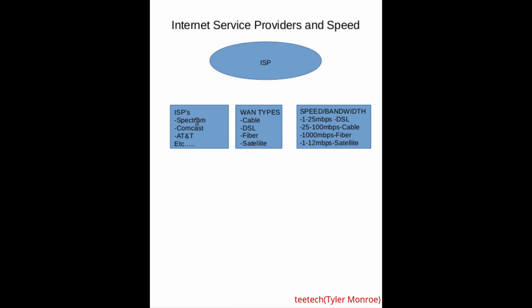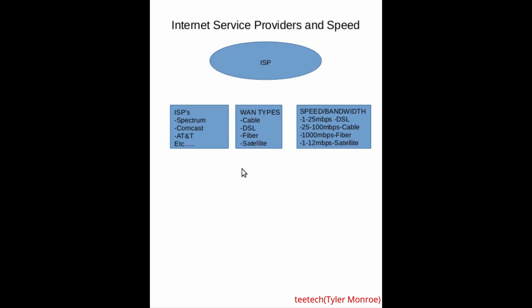So examples of internet service providers are, in my examples here, I have Spectrum, that was formerly Charter, Comcast, and AT&T. There are lots of others depending on where you live in the world, but the main idea is they're going to be using these technologies.